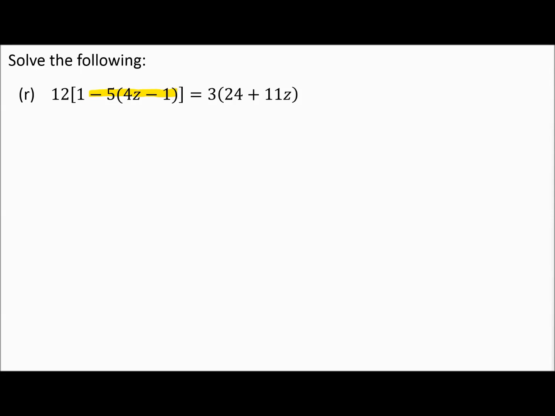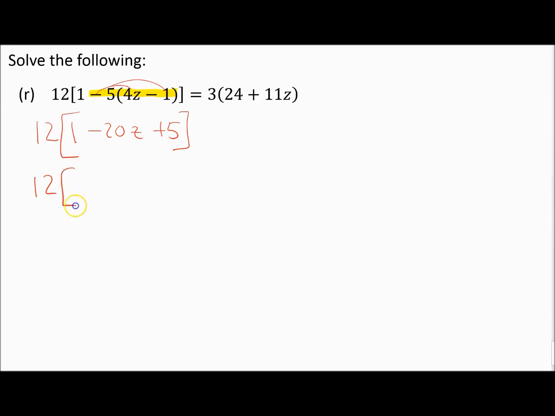So what I'm going to do first is distribute the negative 5 inside the parentheses. Everything else I'm going to rewrite. So I have 12 and I have a bracket. This 1 comes straight down. Now negative 5 times 4z is negative 20z. Negative 5 times negative 1 is plus 5. Now let's simplify that completely and then we'll take a look at the right side.